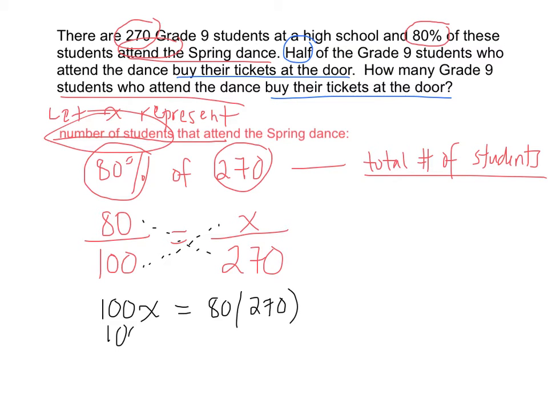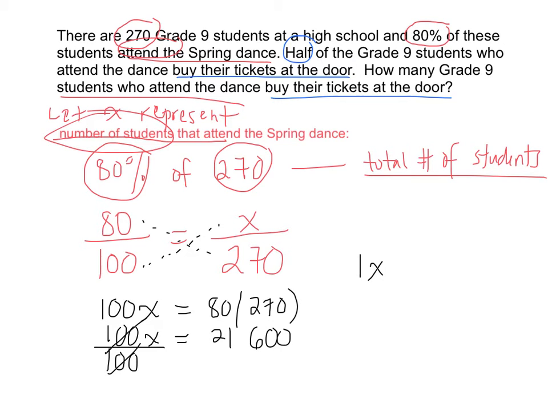Therefore, 100x is equal to 21,600. How do I solve for x now? Do you remember how to isolate a variable? Well, the operation on the left side of the equation is multiplication. So to undo that, I need to divide by 100. 100 divided by 100 reduces to 1, or 1x.